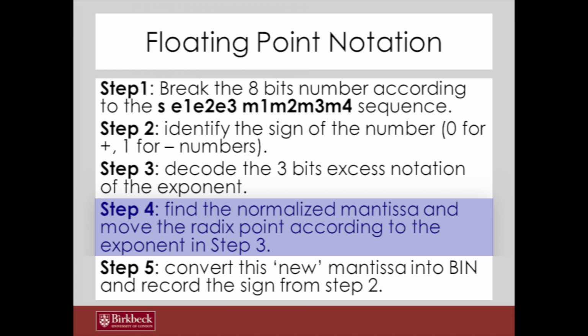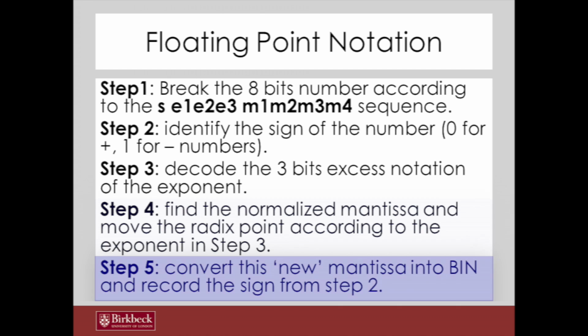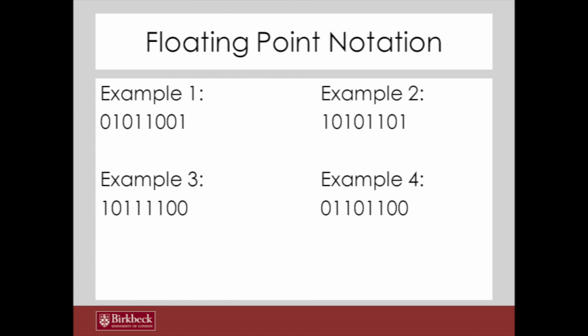And once you know the exponent, you look at your normalized mantissa and you move the radix point according to the exponent. Now you renormalize the mantissa. This is now the original number in binary form, and the last step will be to convert it back into decimal. So let's have a look at a few examples. So here is the first number, 0, 1, 0, 1, 1, 0, 0, 1.